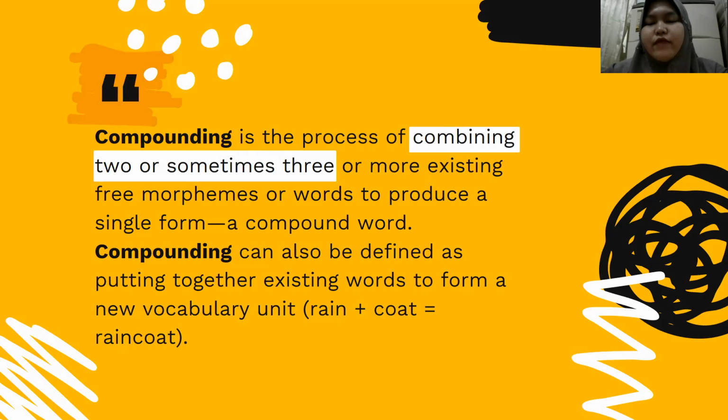So we talk about the definitions. Compounding is the process of combining two or sometimes three or more existing free morphemes or words to produce a single form. It is called a compound word. Compounding can also be defined as putting together existing words to form a new vocabulary unit. So, compounding is combining two or sometimes three free morphemes or words to produce a single form.